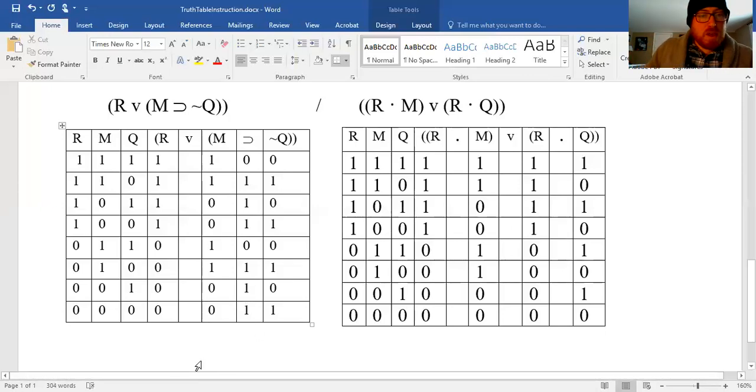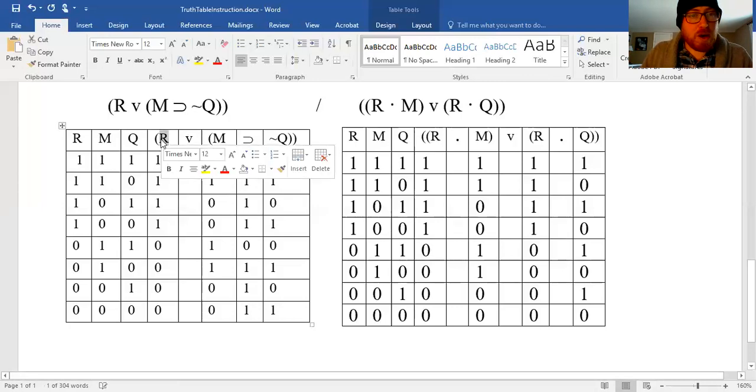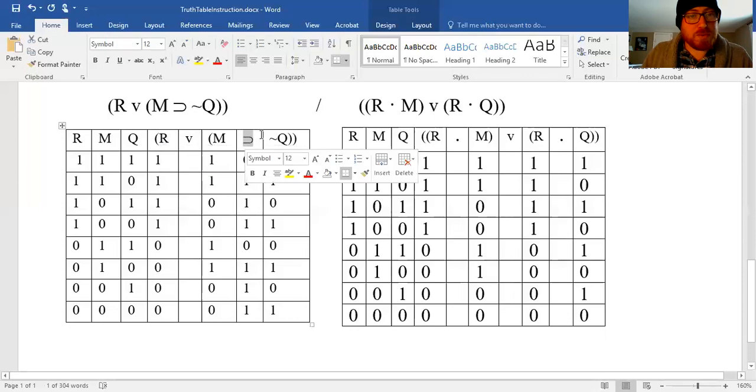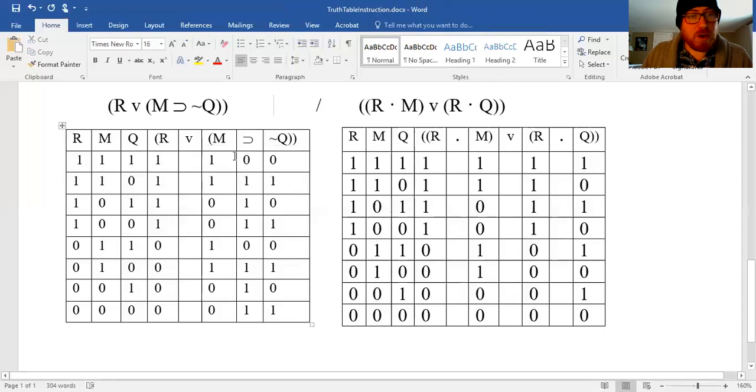Okay. Now, and then the shortcut for the wedge. So to find the value of the wedge, I'm comparing R with the horseshoe. All right, so compare R with the horseshoe column. And the shortcut for the wedge is that there's only one condition where a disjunctive statement is false, and that's when both parts are false. Okay, and that only occurs on line 5 of the table.